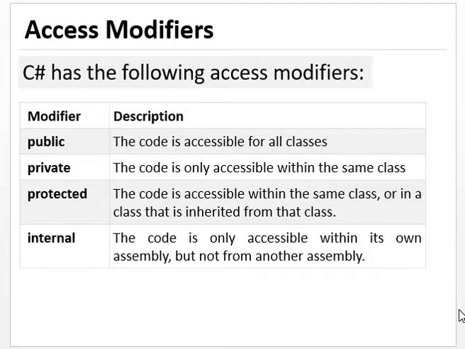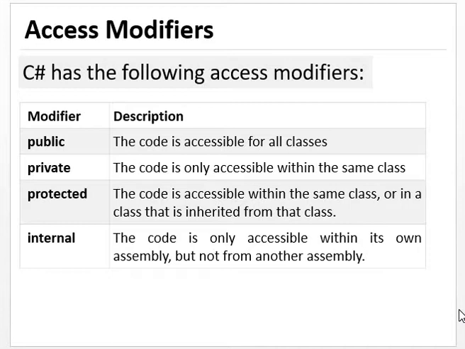Here we are understanding four basic C# access modifiers. First one is public, then private, protected, and last internal. As the name suggests, the public access modifier is used to provide access to the entire features, or it can be used at any place in your program. The code is accessible to all the classes.